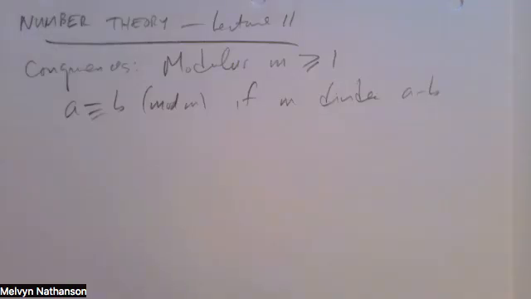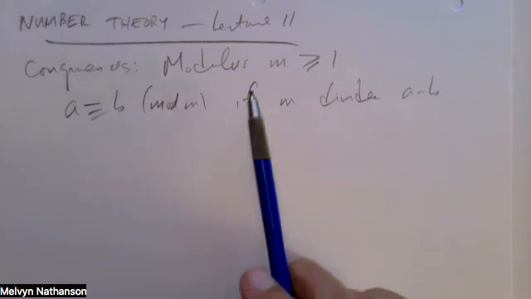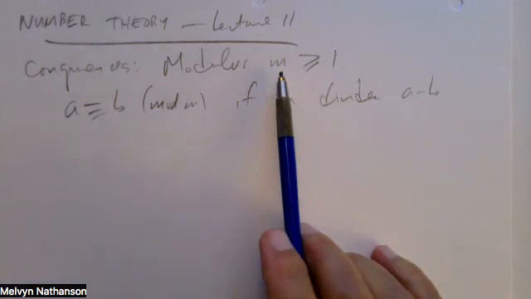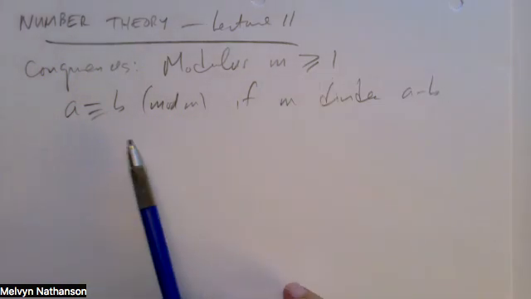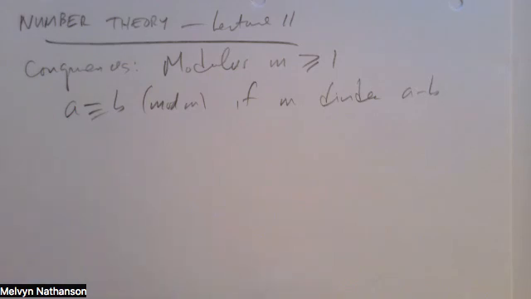Number theory, lecture 11, congruences. So we take a modulus, which is a positive integer, an integer m at least one, and we say A is congruent to B mod m if m divides A minus B.